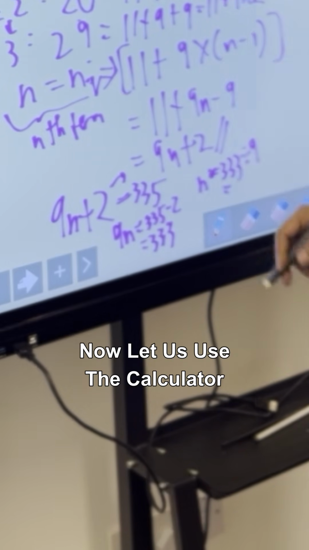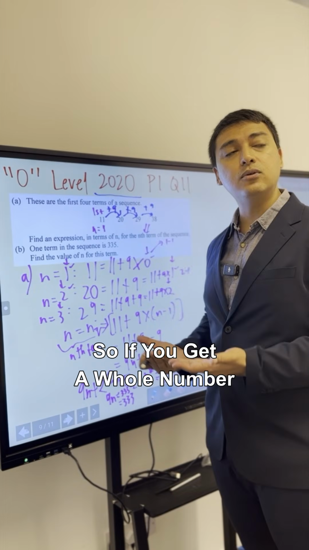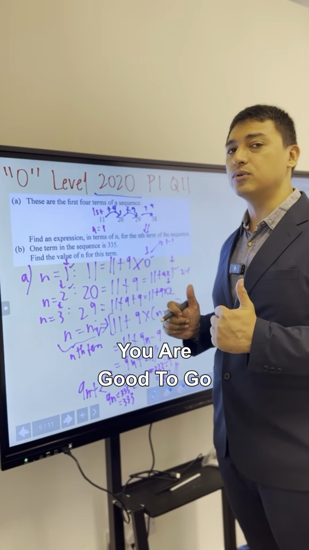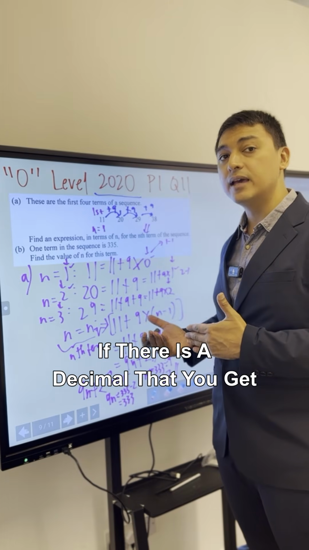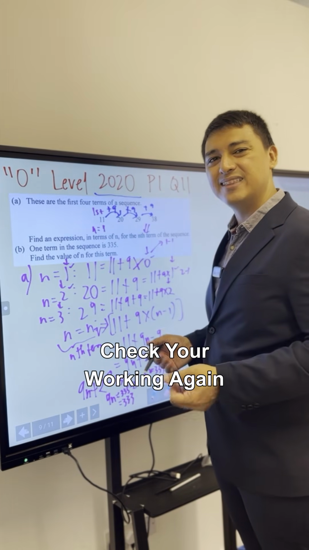Now, let's use the calculator. The calculator will tell us 37. So, if you get a whole number as the value of n, you're good to go. If there's a decimal that you get, then maybe there are some careless mistakes. So, all you have to do is check your working again and you should be fine.